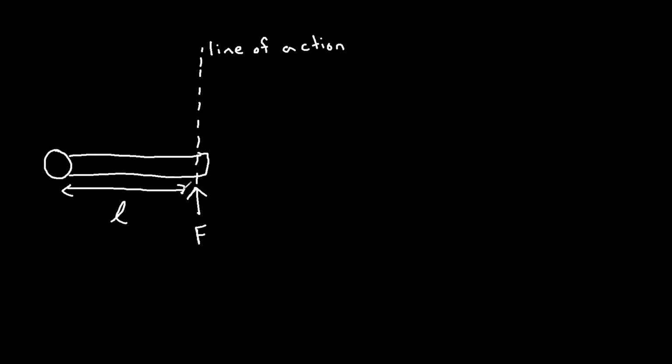Now, to calculate torque, we need to know something known as the lever arm. The lever arm is the perpendicular distance between the axis of rotation and the line of action. So in this case, the lever arm is going to be this distance right here. Let's call that R. Now what we'll notice is that in this case, since the force that we're applying is perpendicular to the door, this distance L and this distance R are actually the same.